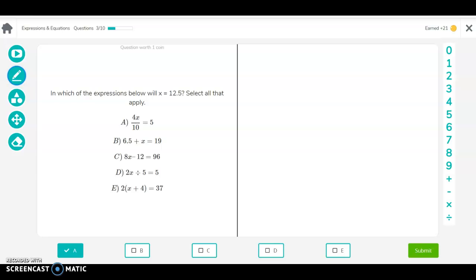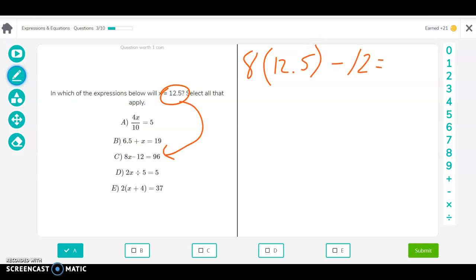Alright, now we're going to do one that doesn't work. So we're going to take x and then replace it in this problem. 8x minus 12 equals 96. So we have 8 times 12.5 minus 12 equals 96. PEMDAS, we're going to do multiplication first because that is what shows up first. So we're going to do 12.5 times 8.